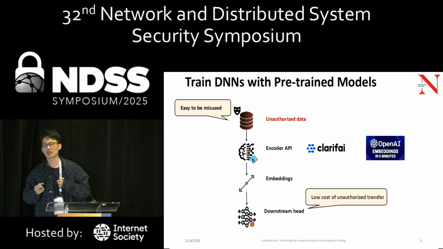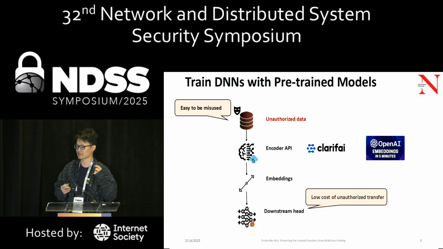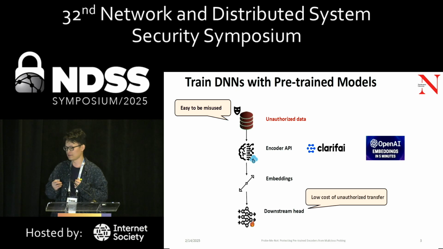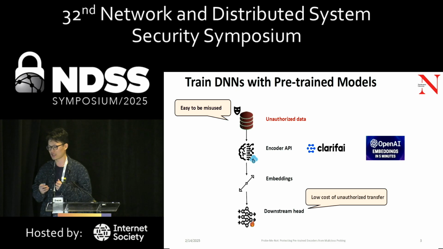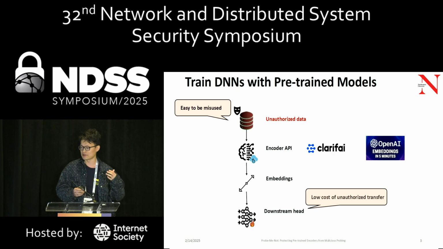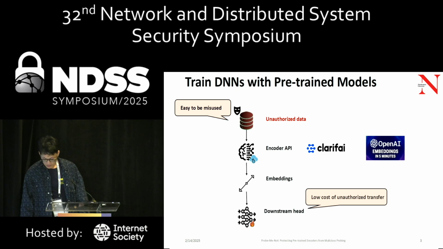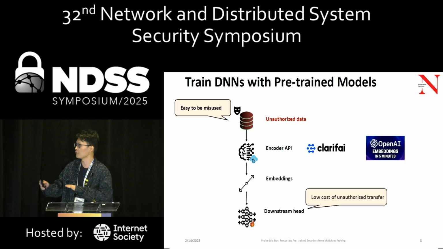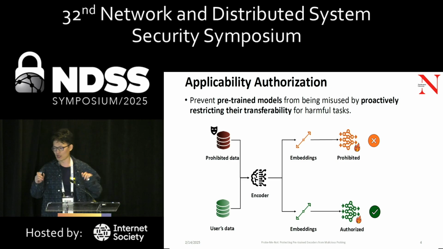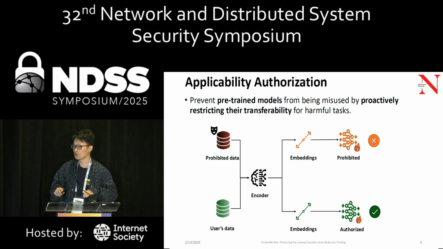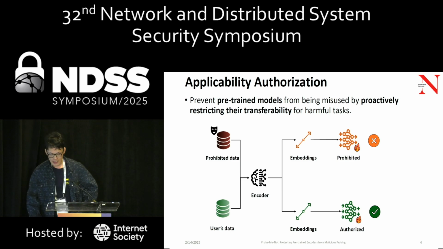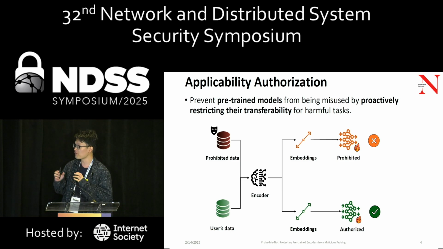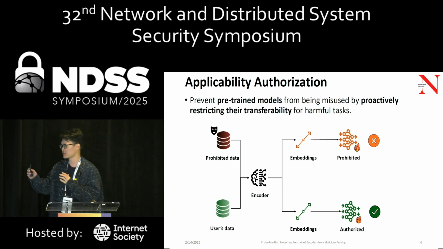However, today we are going to talk about a potential IP threat for this scenario. What if a malicious user tries to redirect these pre-trained models to a different task, some malicious task that is prohibited by the rules of the API provider? There is a line of research that focuses on this, called applicability authorization. The formal definition is that we try to prevent pre-trained models from being misused by proactively restricting their transferability for harmful tasks.